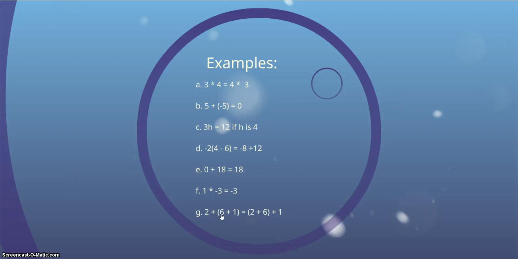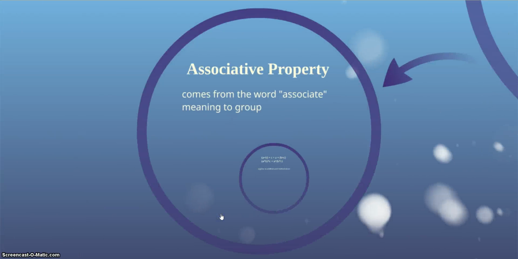And then finally, (2 + 6) + 1 is equal to 2 + (6 + 1). This is the associative property because when I group these things, it doesn't change the answer. And that's it. If you have any questions, ask your teacher.